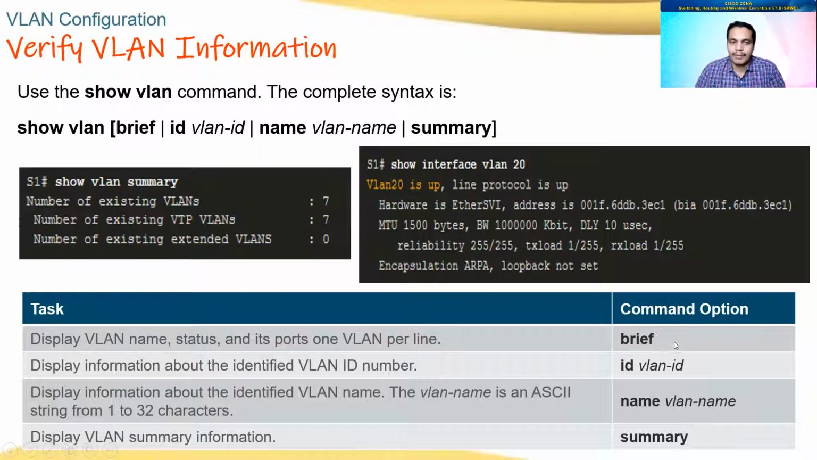And if you type in show vlan brief, it will display the VLAN name, status, and its ports, one VLAN per line. And if you type in show vlan id and give the ID number that you created, it will display information about the identified number only. If you type in the name, usually the VLAN name that you are giving is an ASCII string, and it can contain a maximum of 32 characters.